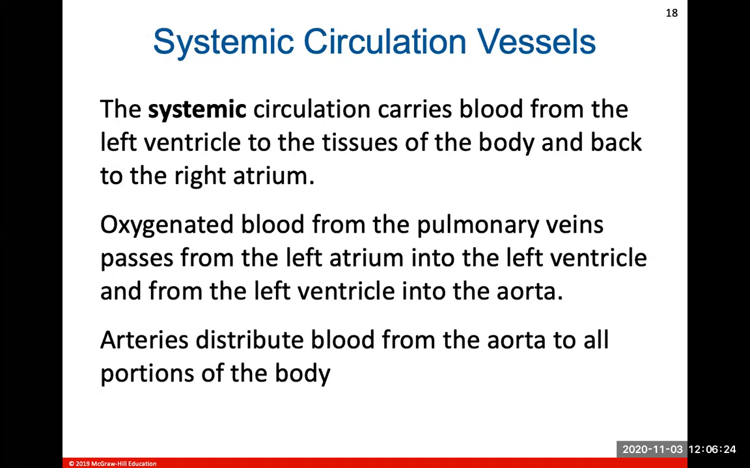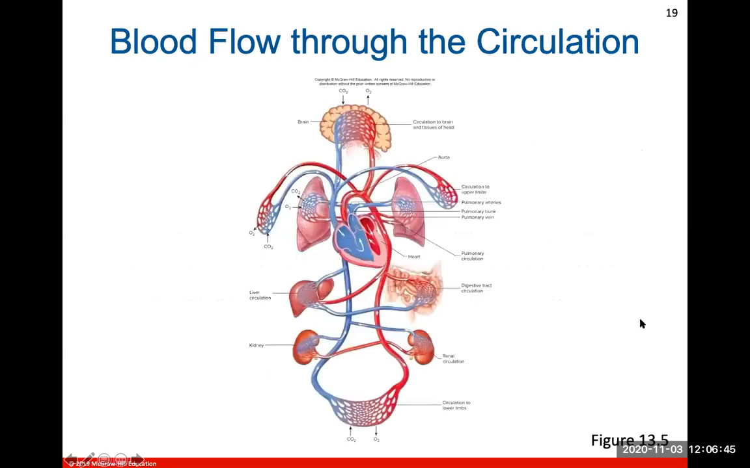The systemic circulation carries blood from the left ventricle to all the tissues of the body and back to the right atrium. Oxygenated blood from your pulmonary veins will go into the left atrium from your lungs and then into the left ventricle, and from the left ventricle into the aorta. Then your arteries will distribute this oxygen-rich blood from the aorta to all portions of the body.